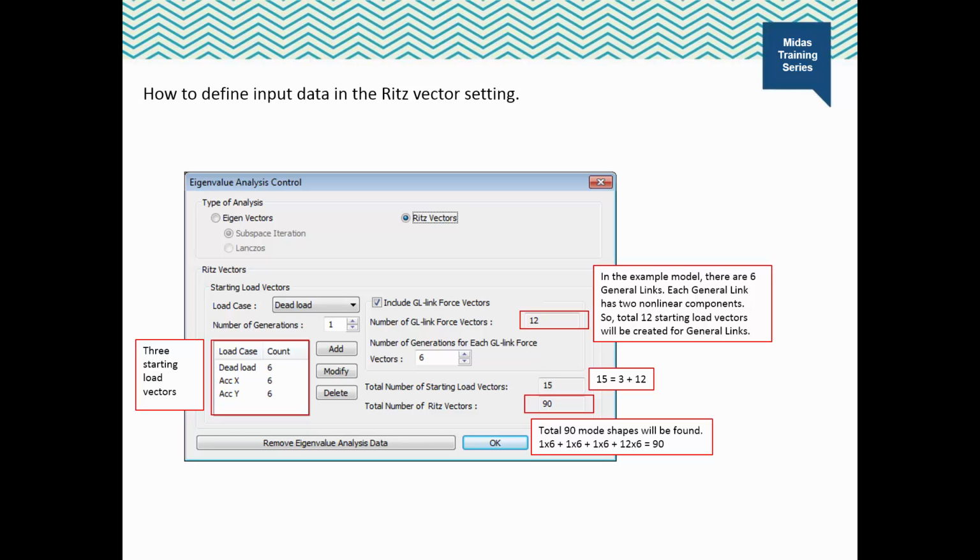Now let us see how we are getting this number 90. In this model, we have selected three starting load vectors. So we have provided three starting load vectors, and we have six general links, each with two nonlinear components. So we have 12 load vectors from there. So in total, we have 3 plus 12, that is 15 starting load vectors. Therefore, the total number of Ritz vectors will be 15 multiplied by 6, that is 90.